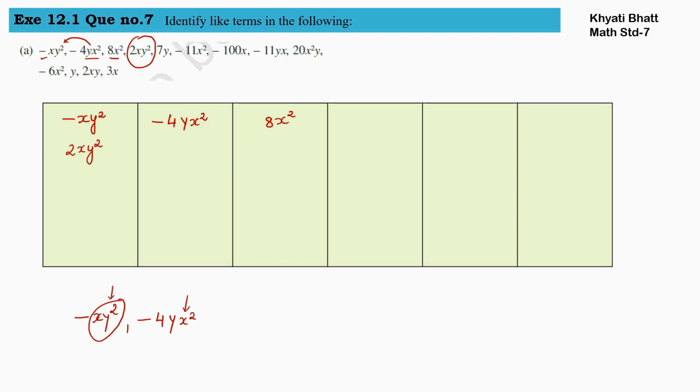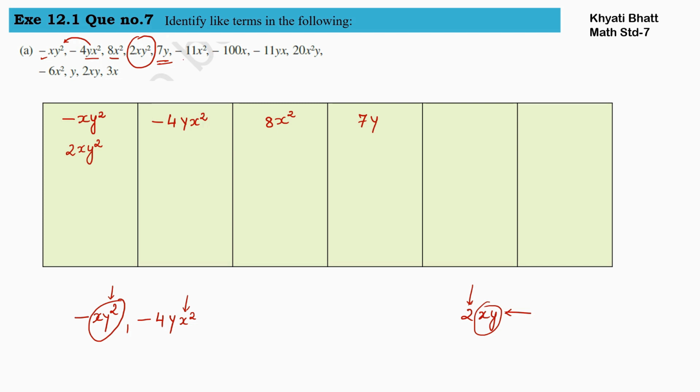When we are checking for the like term, we are only checking for the variables and not the coefficient. Coefficients are the numbers. If 2xy are there, then x and y are variables, and 2 is the number, it is a constant, and it is along with the variables. So for like terms, we are only checking variables. Then comes 7y. So 7y we are writing in a different column.